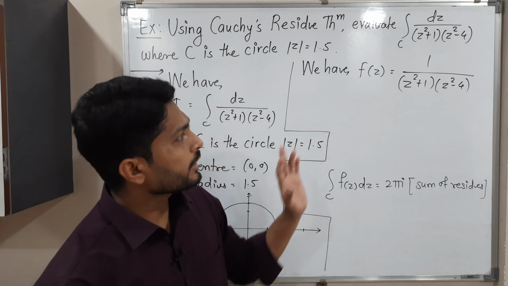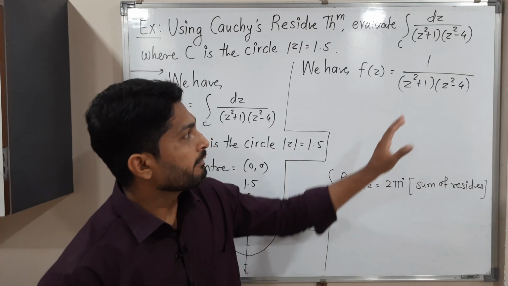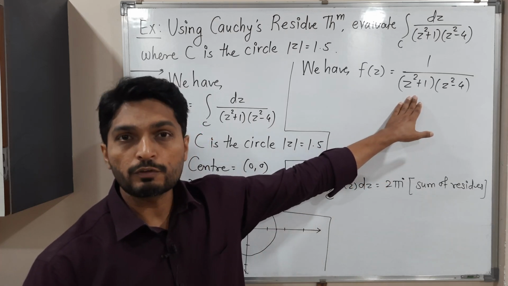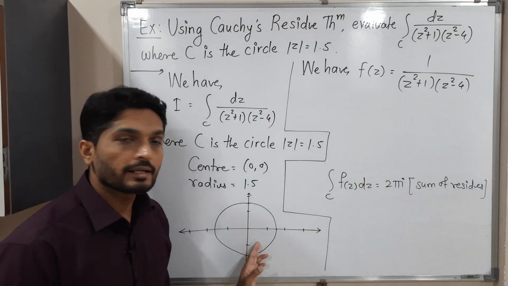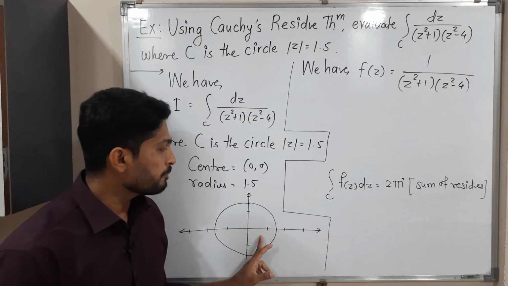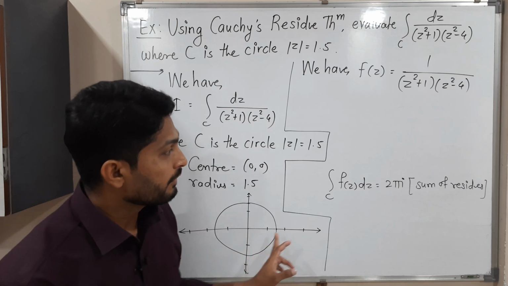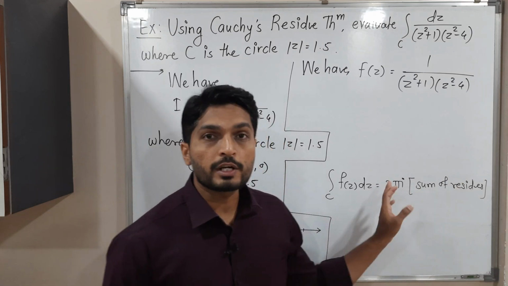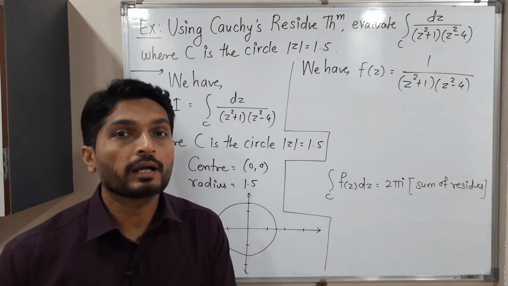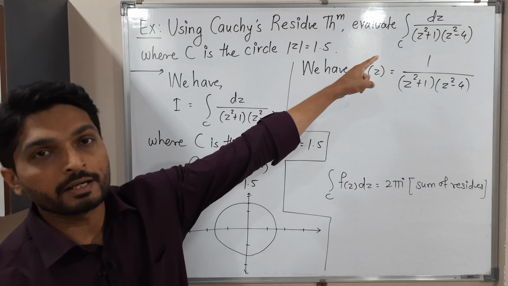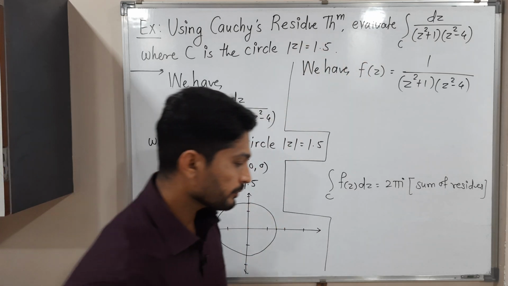Here also I will do the same. I will find the singular points of this function and check whether they lie inside or outside. If a point lies inside, then only we will find the residue. We take the sum of all these residues and multiply by 2 pi I, and that will be the value of this integration. So let us start.